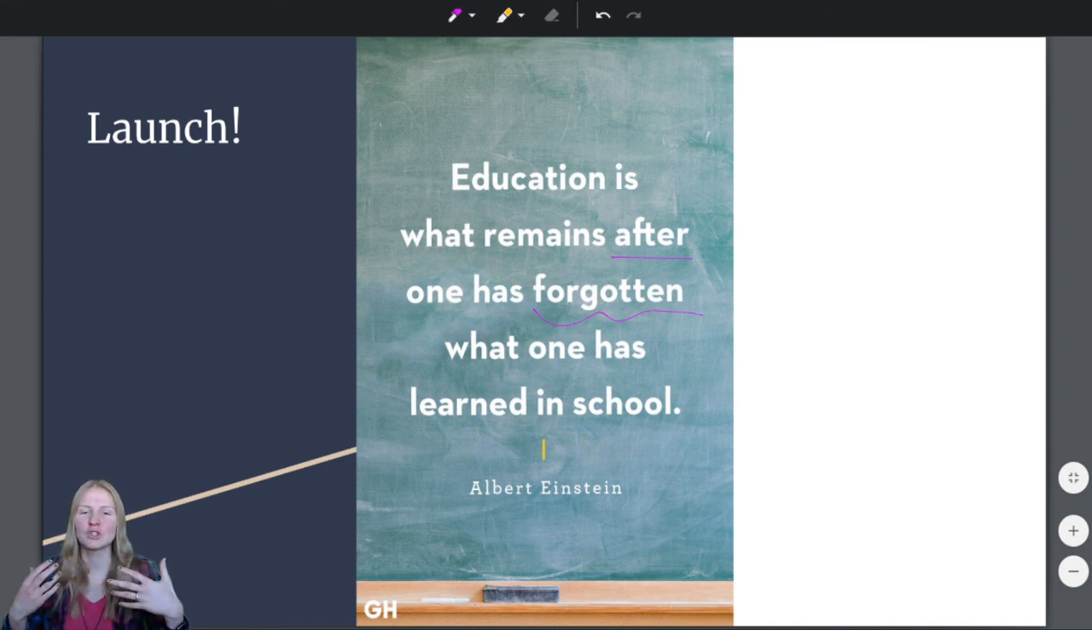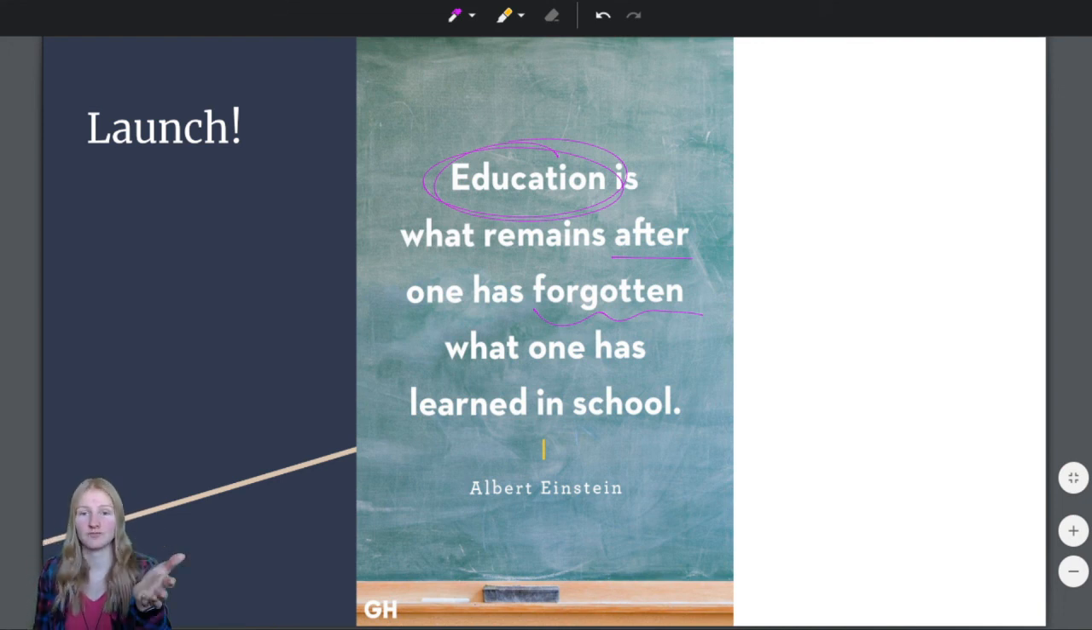So, education is what remains after you've forgotten. What do you still remember when you've forgotten what you learned in school? So, education is what you remember after you forget everything you learned in school. So, what do you want to get out of your education? What do you want to remember after you leave school? It's up to you, right? So, like, French Revolution would be cool to know about. I would rather know more math than know about the French Revolution, personally.